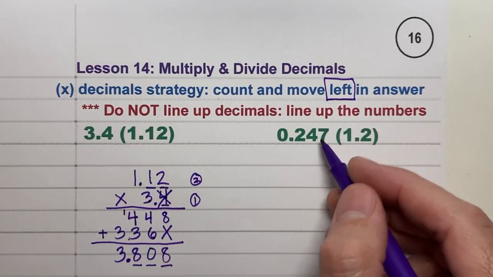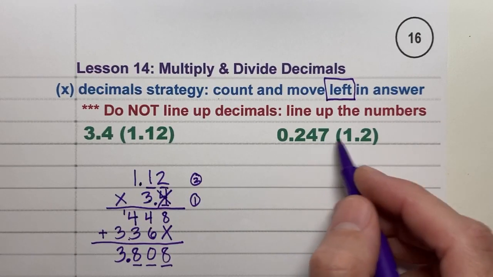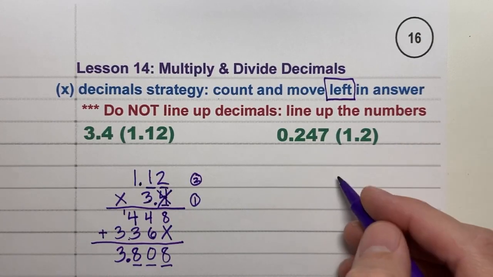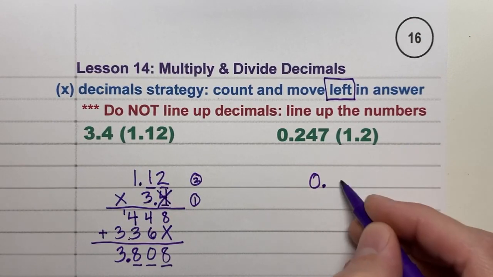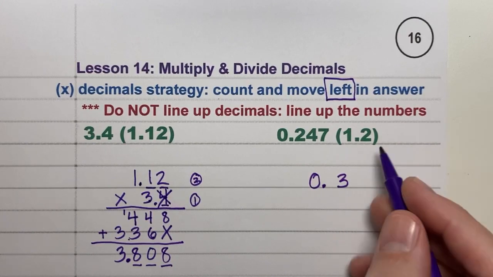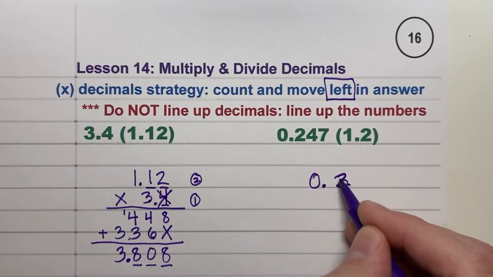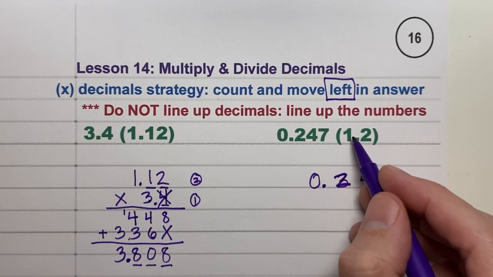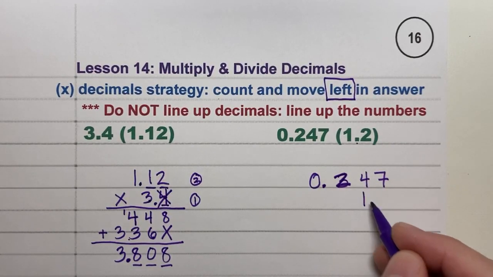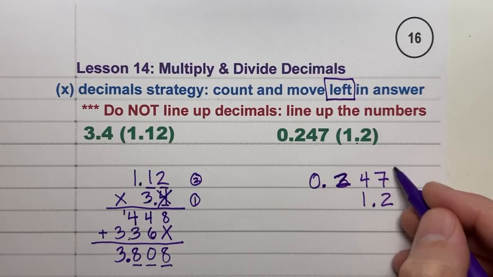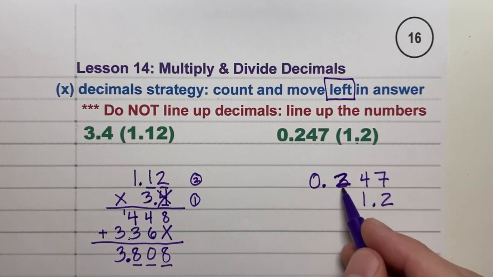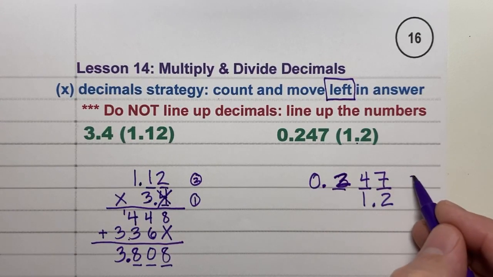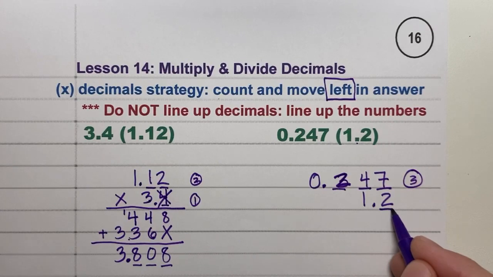Looking at our second example, we're going to line up our numbers, putting the longer number on top. So you have 0, 2, 4, 7, and then you have 1 decimal 2. We're going to line these numbers up to the right. Then we're going to count our place values: 1, 2, 3, and then we have 1 down here.